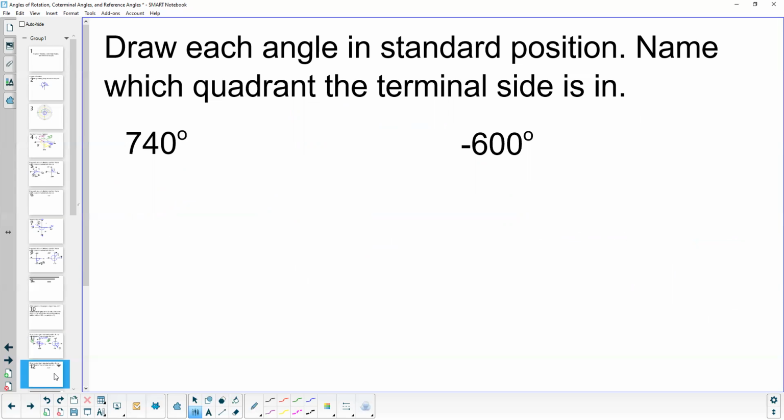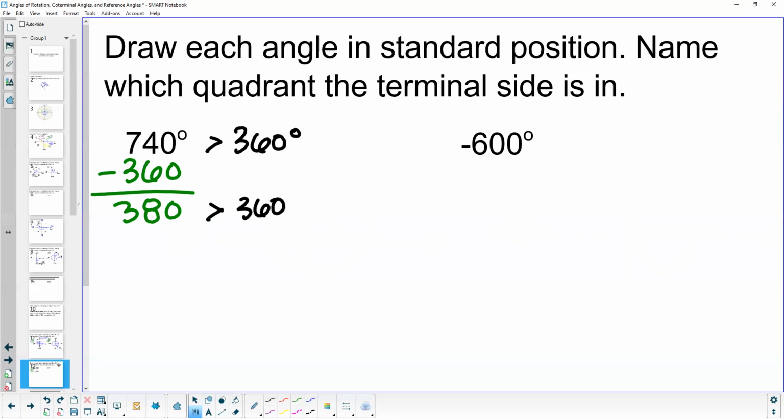So in this case, this one is greater than 360, so I'm going to subtract. So we subtract 360 from 740. 740 minus 360 is 380. Now 380 is still greater than 360. So what I want to do in this case is I actually want to subtract 360 again. And in this case, we end up getting 20. So how does this affect the angle that we're drawing in standard position?